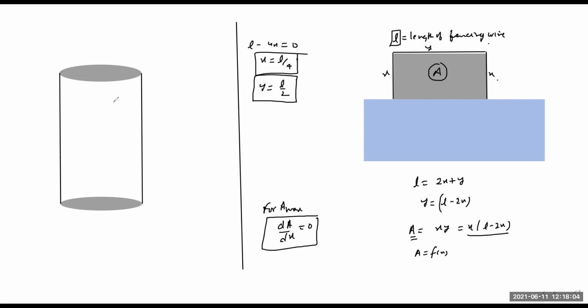Okay, so let's say I'm trying to design a can. My job is to design a can. The can comes in the shape of, imagine, a sheet. So I'll give you a sheet of area A, and the area is constant. This is given to you.